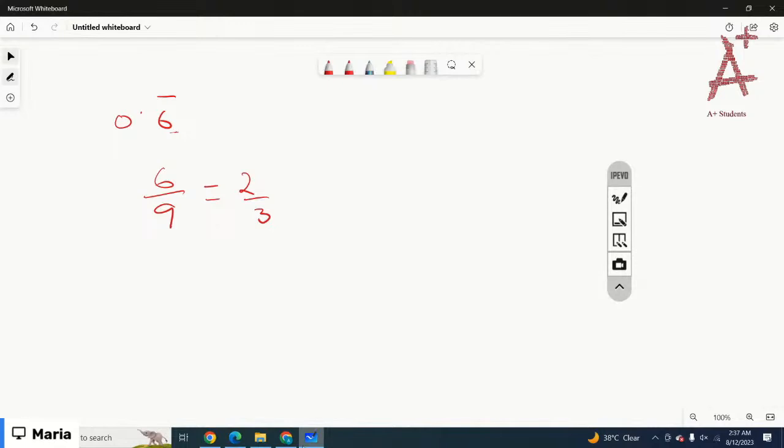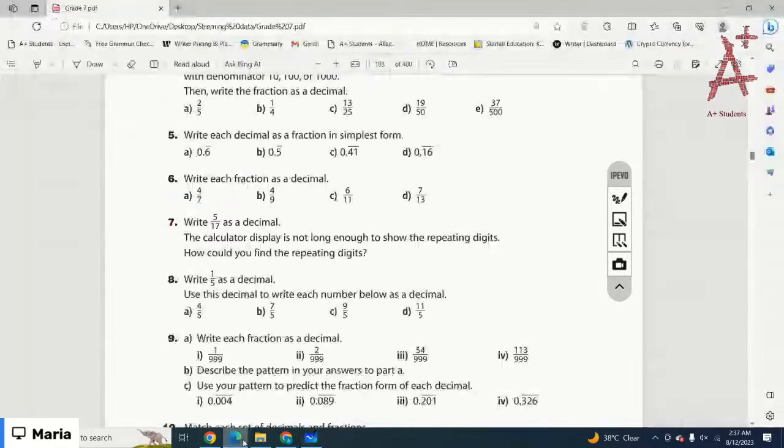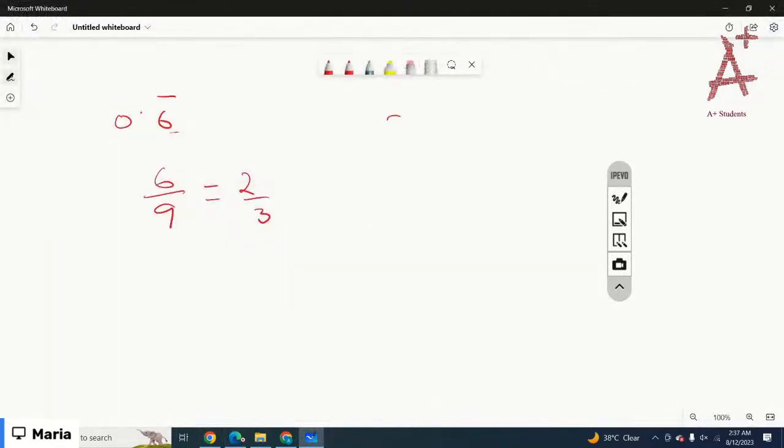The third one is 0.41. You can see you have the values till hundredths, 0.41, right? So it would be to the hundred, so you can write it as 41 over 99, right?